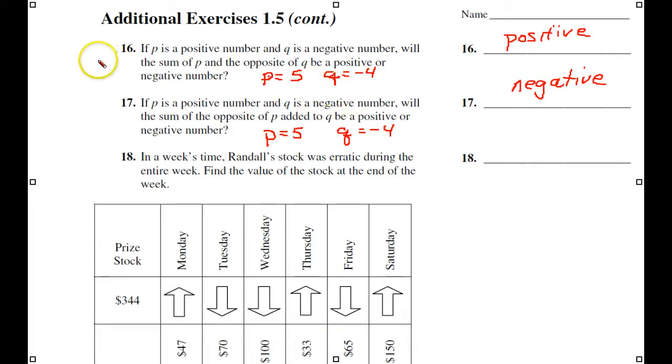Well, as we read 16, it says that P is positive and Q is negative. Will the sum of P and the opposite of Q be negative or positive? Well, the opposite of Q is a positive number, so positive and positive would make it positive. Now, if P is positive and Q is negative, will the opposite of P be positive or negative? Now this becomes a negative 5, so that's negative.